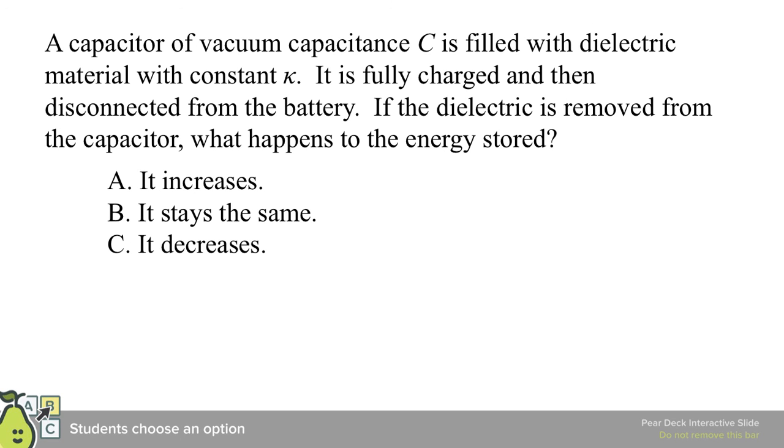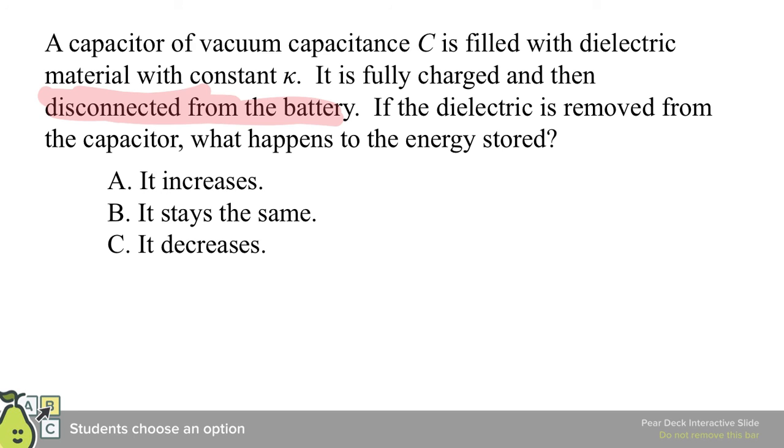A capacitor of vacuum capacitance C is filled with dielectric material with constant kappa. It is fully charged and then disconnected from the battery. If the dielectric is then removed from the capacitor, what happens to the energy stored in the capacitor? Now, an important thing, of course, is that the battery is disconnected. So Q must stay constant and V changes.